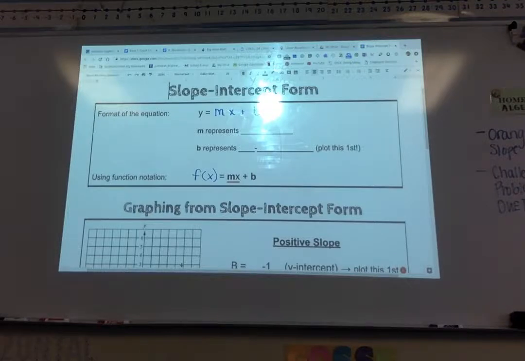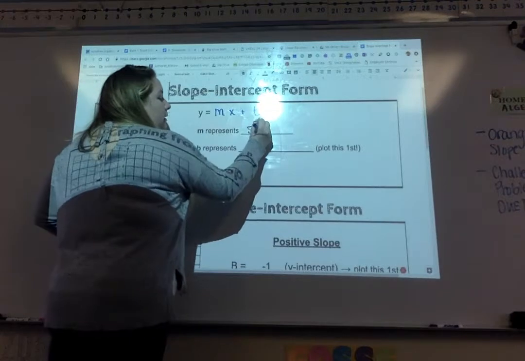So with that being said, when we were graphing on desmos.com, what did that first number represent? The positive relationship. Right, the type of relationship or the type of slope, okay? So m represents slope.